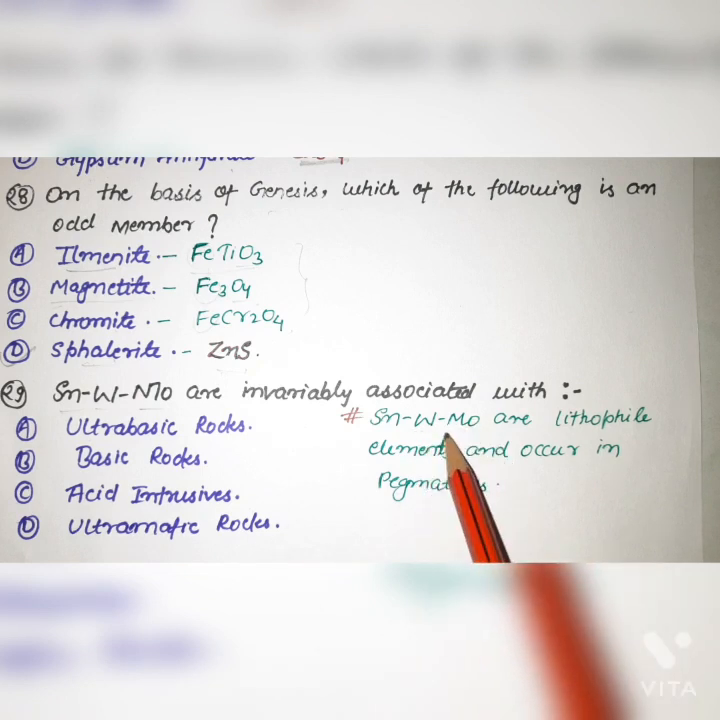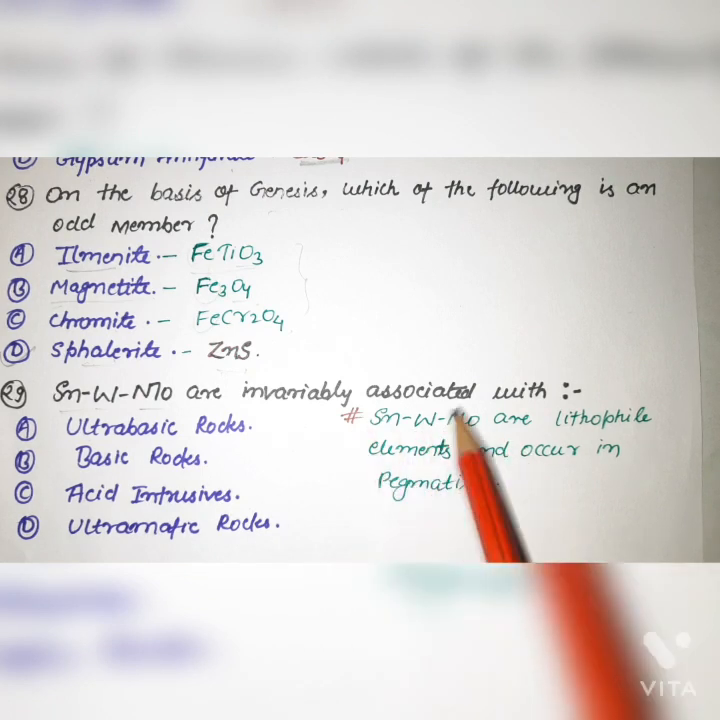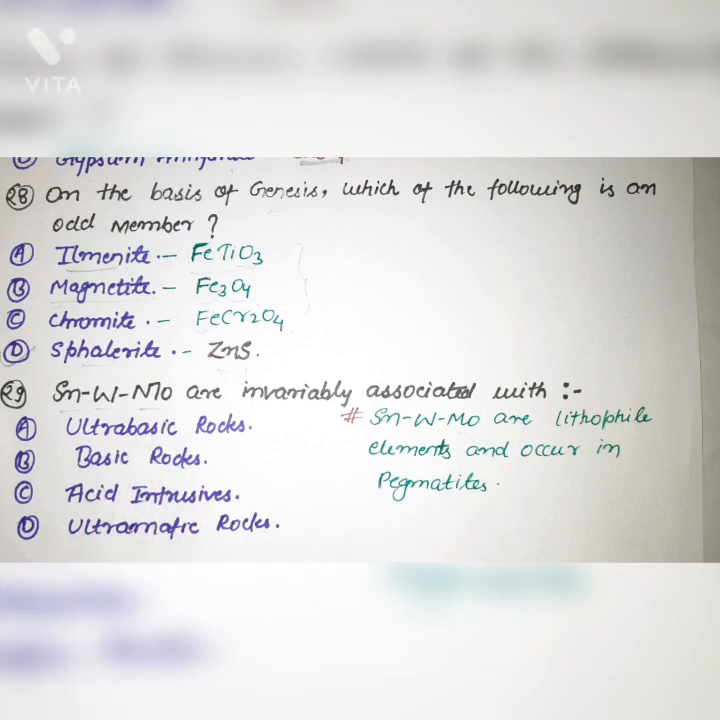So tin, tungsten and molybdenum ores are mostly associated with pegmatites and granitic rocks. These are also lithophile elements and occur in pegmatite. And you know, pegmatite and granite are acidic intrusive rocks. So the correct answer to this question will be acidic intrusive, because these have high silica content, and if any rock has high silica content, then it will be considered acidic intrusive.